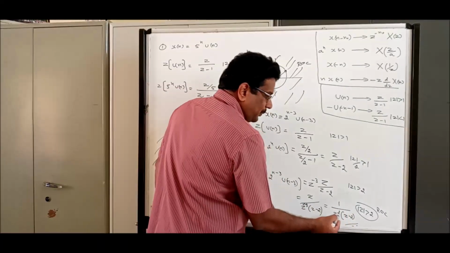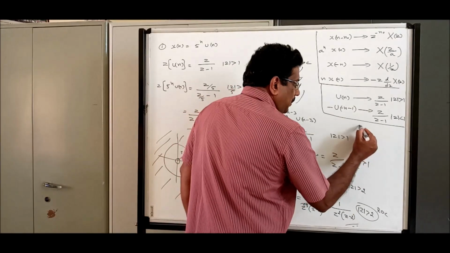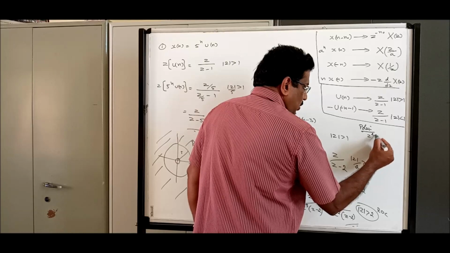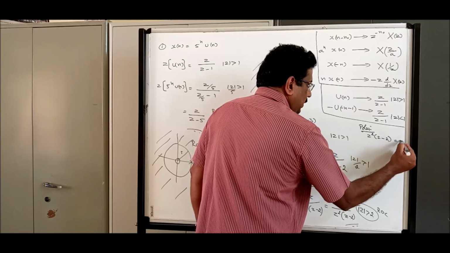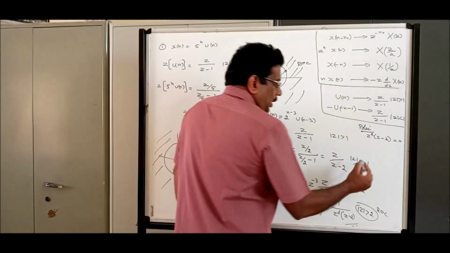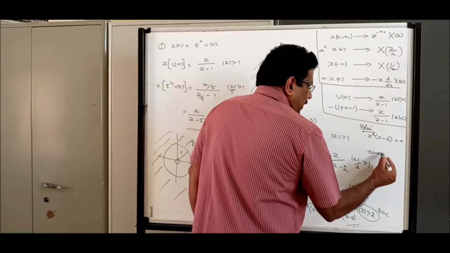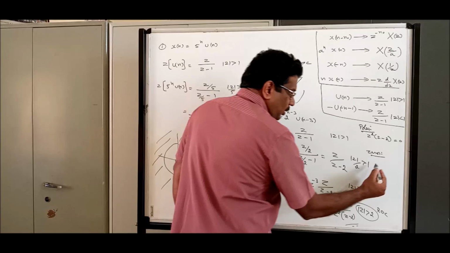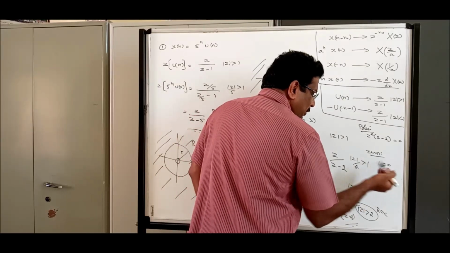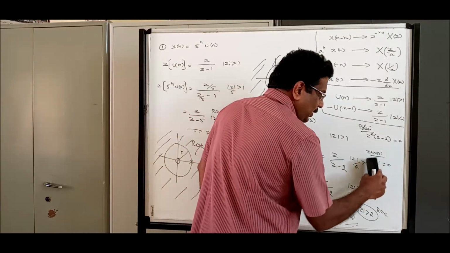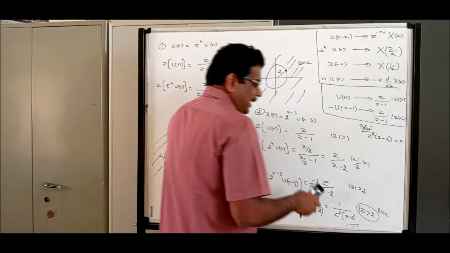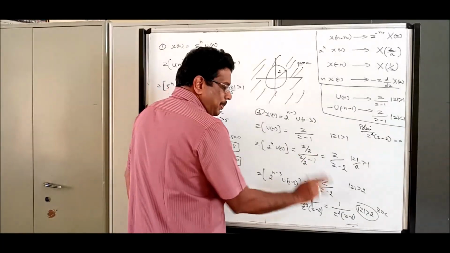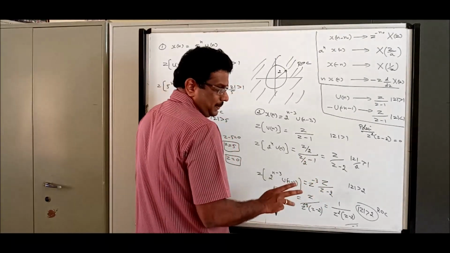This is the answer. Equate the denominator to 0. What is the denominator? Z square into z minus 2 equated to 0. Equate the numerator to 0. What is the numerator? 1. Equate to 0: meaningless, am I right? 1 is equal to 0 is meaningless. So zeros are not there. Then this problem has only poles.